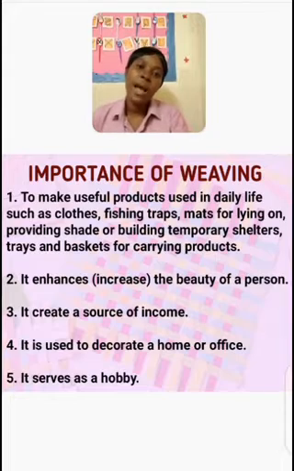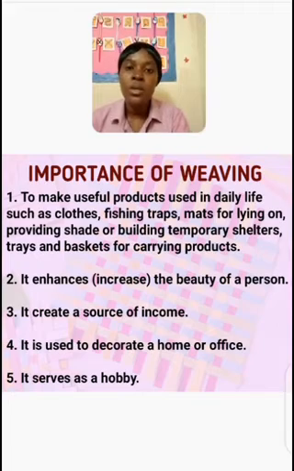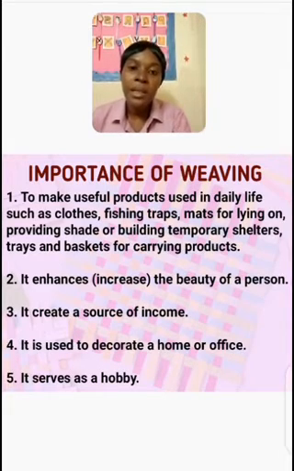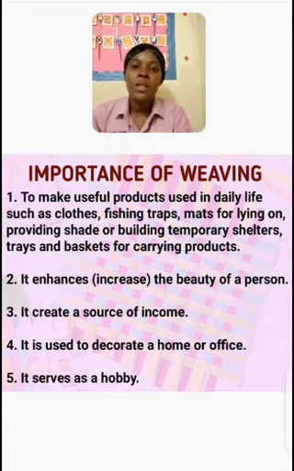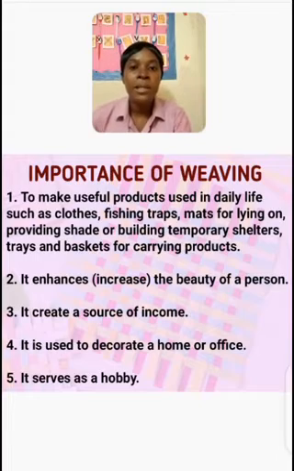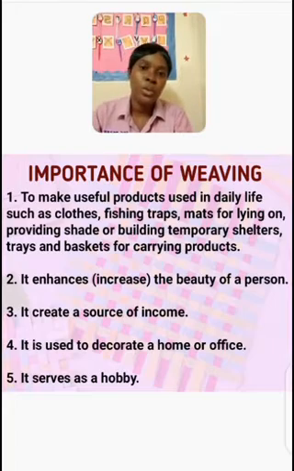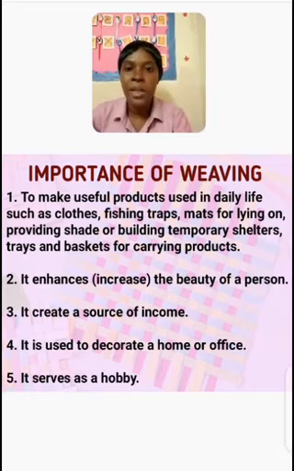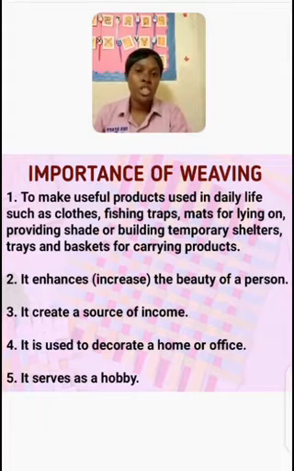Okay, now we have clothes that we're wearing because of weaving, which is very, very useful to us. Fishing traps are also made by the weaving method. Mats are made for either you lie on it, or is used to create temporary shelters. What do I mean by temporary shelters? Temporary shelters are those places that you just build for a little period of time, then after using it you just go and dismantle or scatter it. That's what I mean. Most times it's used for shade.